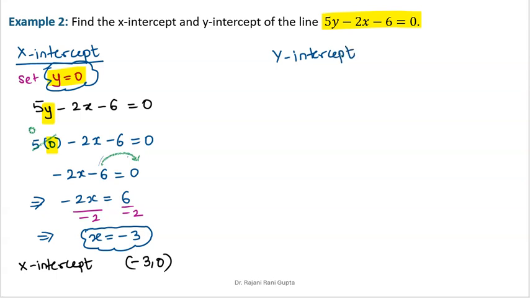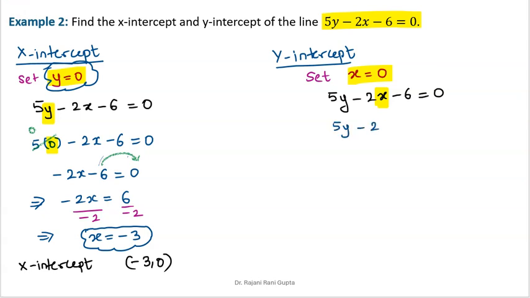Y-intercept. What will you do? Set x equal to 0 in the given equation. Your equation is 5y minus 2x minus 6 equal to 0. Okay. What you are going to do is substitute this x as 0, giving you 5y minus 2 into 0 minus 6 equals 0. You replace it by 0. So this cancels to 0, giving you 5y minus 6 equal to 0.